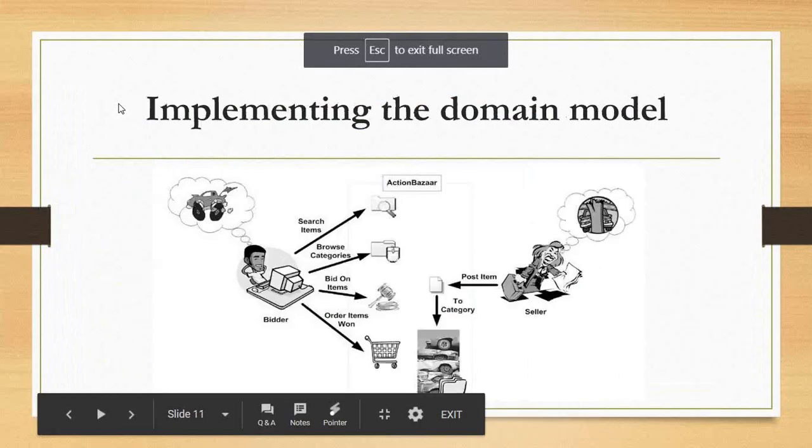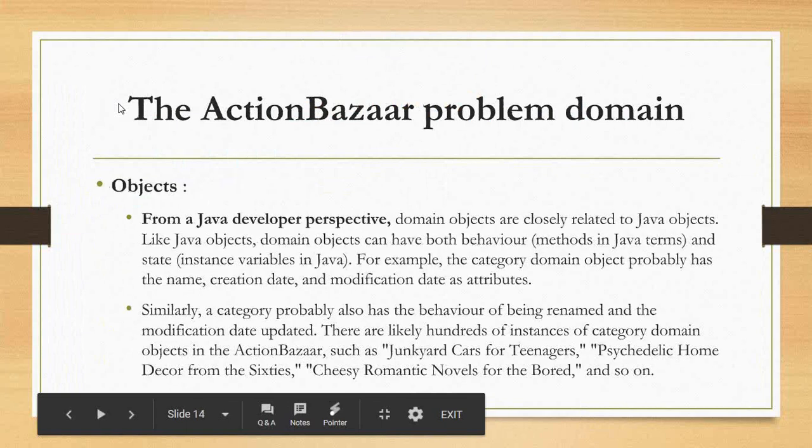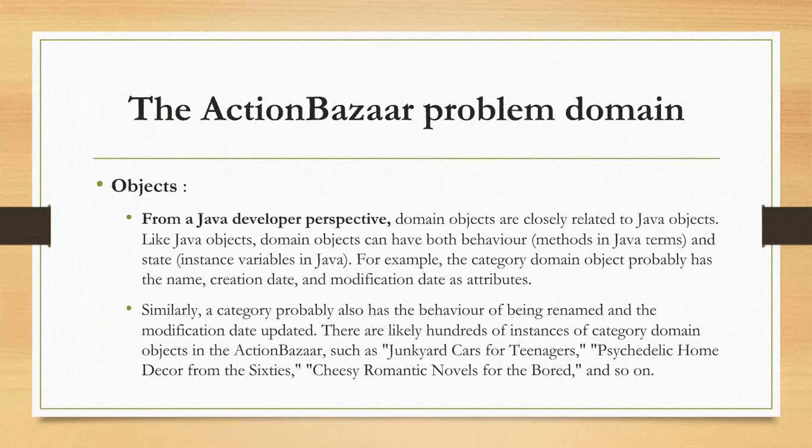Now, we have identified the entity objects in the domain model. Next, how will you represent these entities or implement this domain model? From a Java developer's perspective, I can say that domain objects are closely related to Java objects. Domain objects basically represent real world objects, and our Java objects also represent real world objects, right? They are very much closely related to Java objects here.